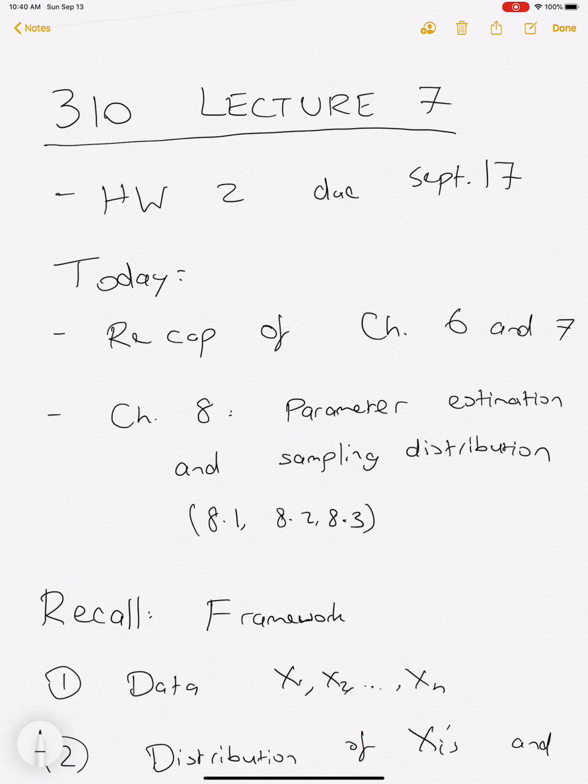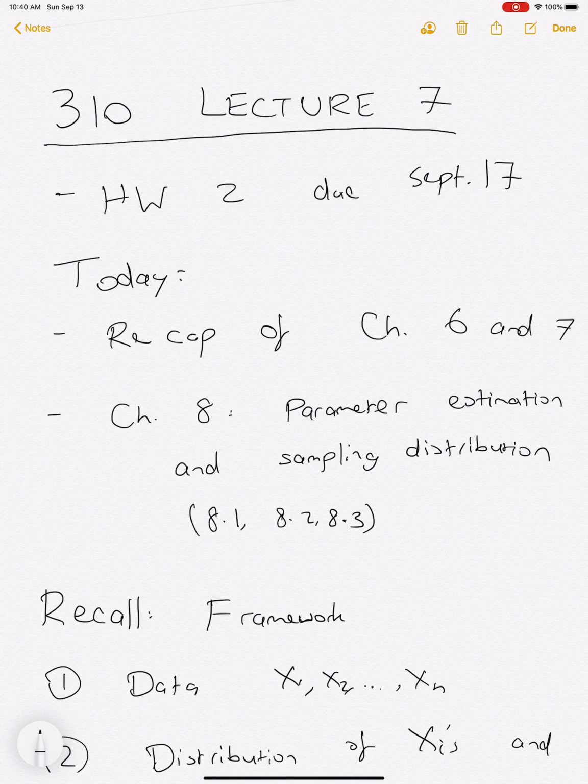So just to go through what we're going to cover today. The last few lectures we've focused on chapters 6 and 7, so I just wanted to take a quick step back and review that material in the context of our general framework, to try to put everything into context. And then we're going to move on to our next chapter, which we're going to spend maybe 2 to 3 weeks on, which is chapter 8, a very important chapter on parameter estimation.